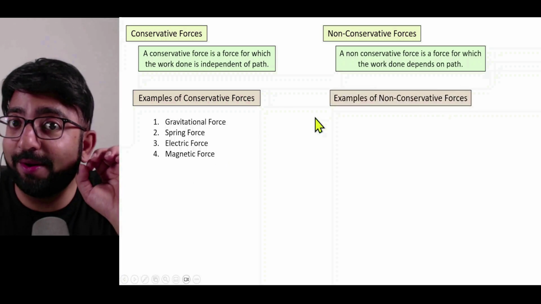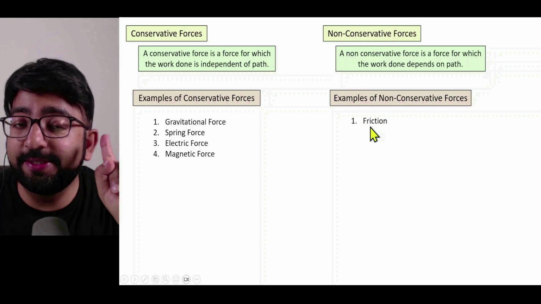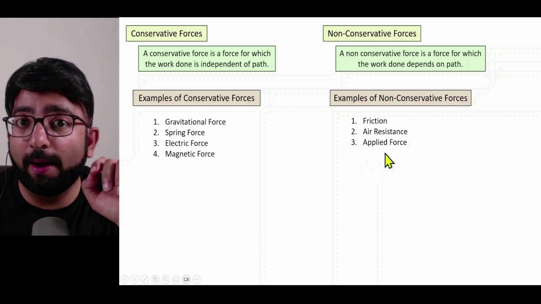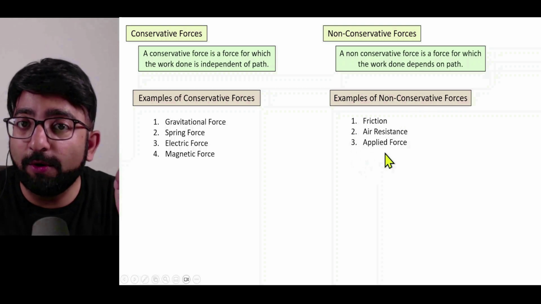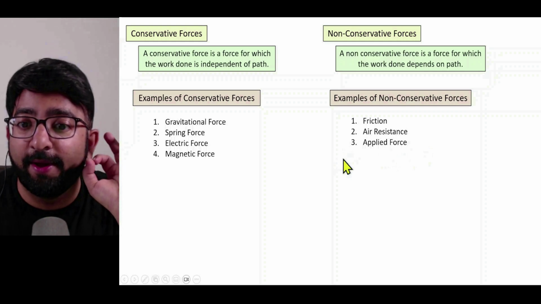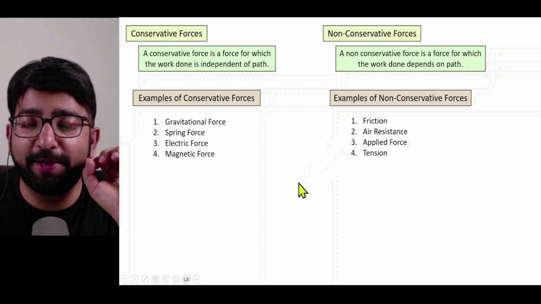On the other hand, what are the examples of non-conservative forces? You need to remember, first is friction. Second, we have air resistance. Third, most importantly, applied force. If you are pulling or pushing an object, that applied force is also non-conservative. And fourth would be tension. So these are some examples of non-conservative forces.